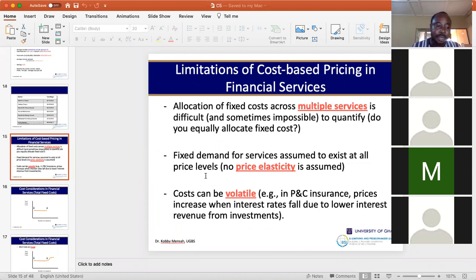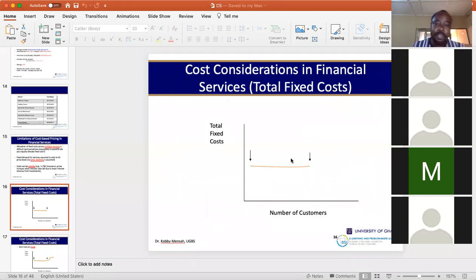Okay. All right, so if you look at the cost considerations in financial services, like what we're discussing, at certain customer numbers, the cost is flat. So you have a total fixed cost and a number of customers. You see that from year 1 up until, let's say, year 5, with a certain number of customers, let's say 400,000, the total fixed cost will be the same.